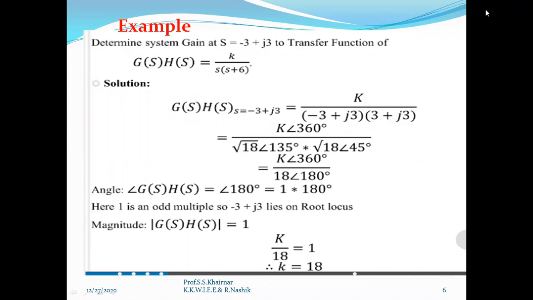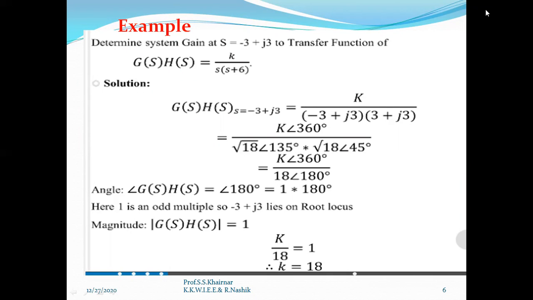In the last example, we decided whether the point lies on the root locus or not using the angle condition. Now, using the magnitude condition and angle condition, we will see the system gain K at this point, minus 3 plus j3. And this is the transfer function, K upon s plus 6 into s. So G(s)H(s) at this point will be K upon, placing the value of s.